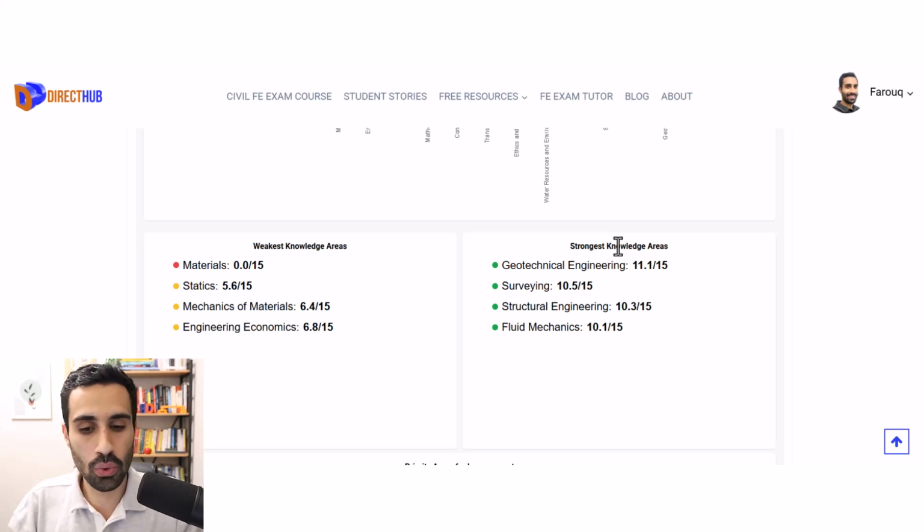Now we have a section that breaks down the weakest knowledge areas and strongest knowledge areas. I didn't want to make this too complicated, so I just gave you 4 for each. Weakest: materials, statics, mechanics and materials, engineering economics. So those are the ones we should definitely hit.